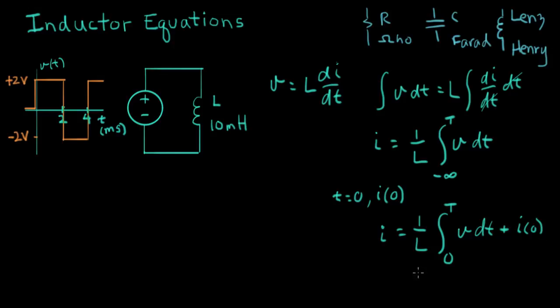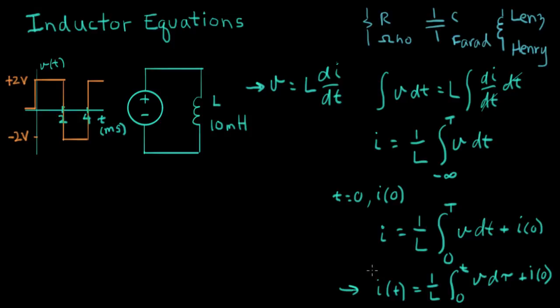And I'll do one more little change. I want this variable up here to be small t, and that means I have to replace this t inside here with some other symbol as a dummy variable. And so now I'm going to get I of t, little t, equals 1 over L, integral from 0 to little t of v d-tau, plus I of 0. So this is the integral form. There's the integral form of the inductor equation, and here is the derivative form. And we'll use both these.